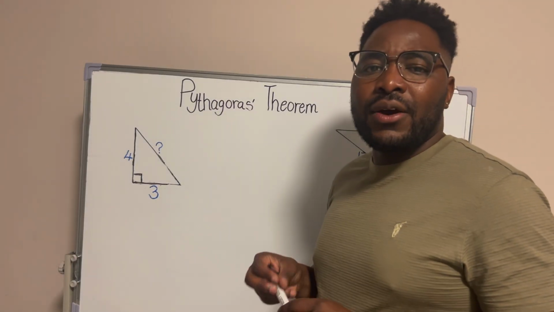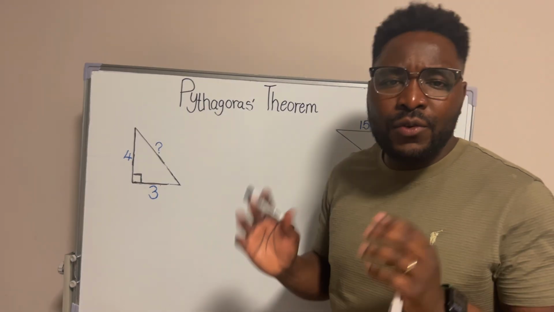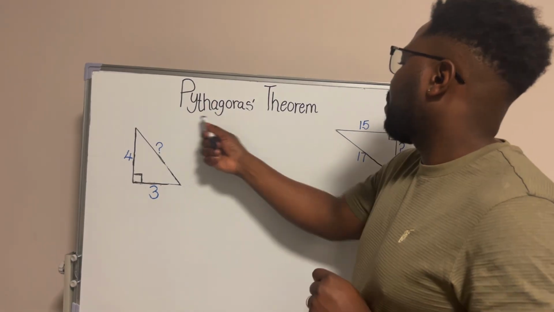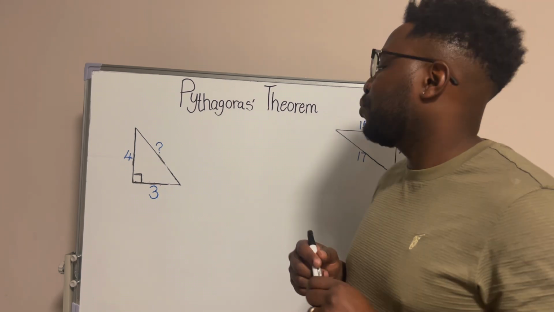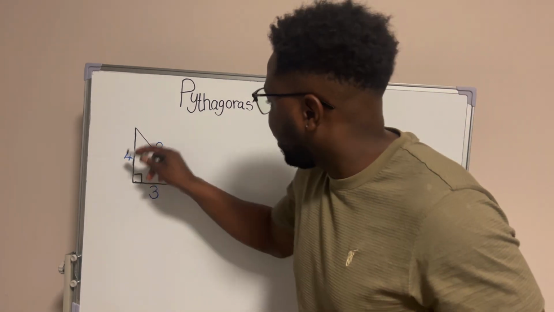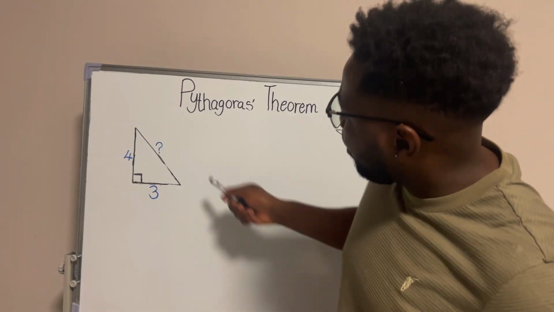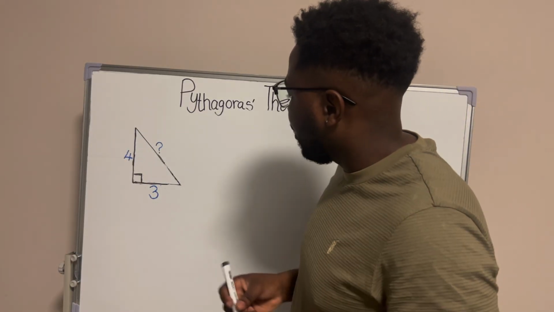So I'm sure right now you guys are asking yourselves, why is Mr. Salimata only talking about the right triangle? Well, the Pythagoras theorem has to do with the right triangle and the relationship between the sides. Now, talking about the sides, let's take a look at our right triangle over here.